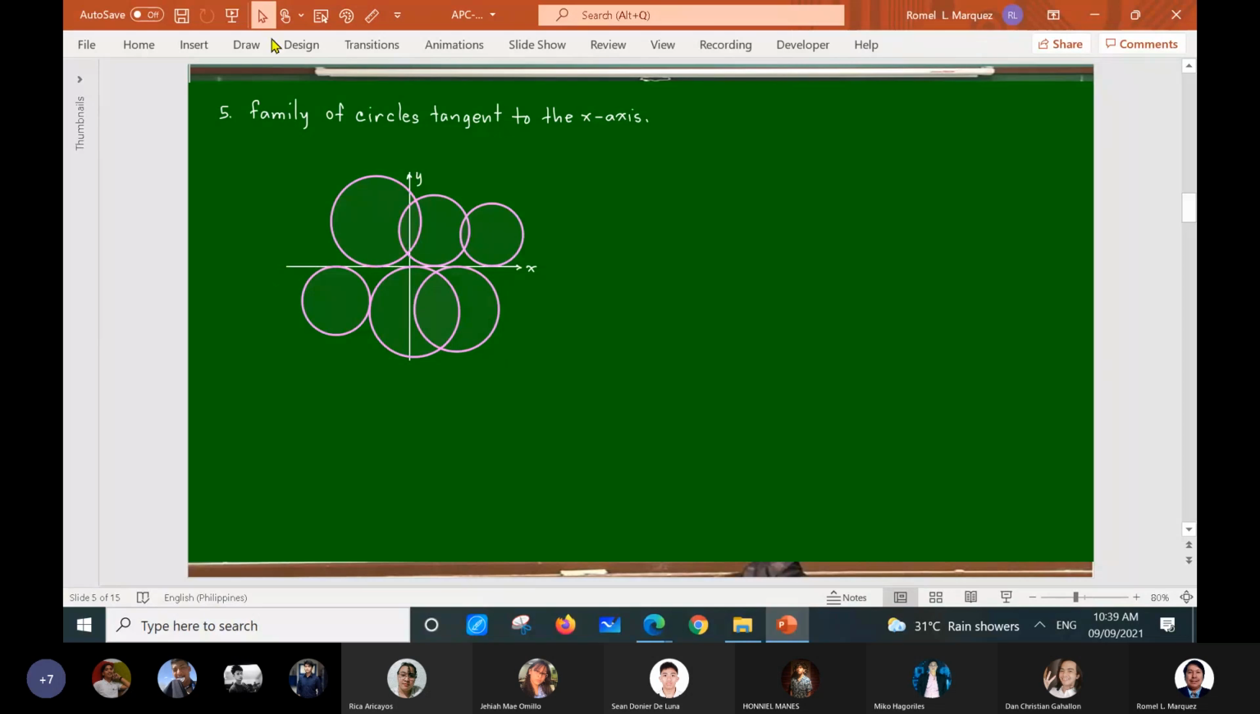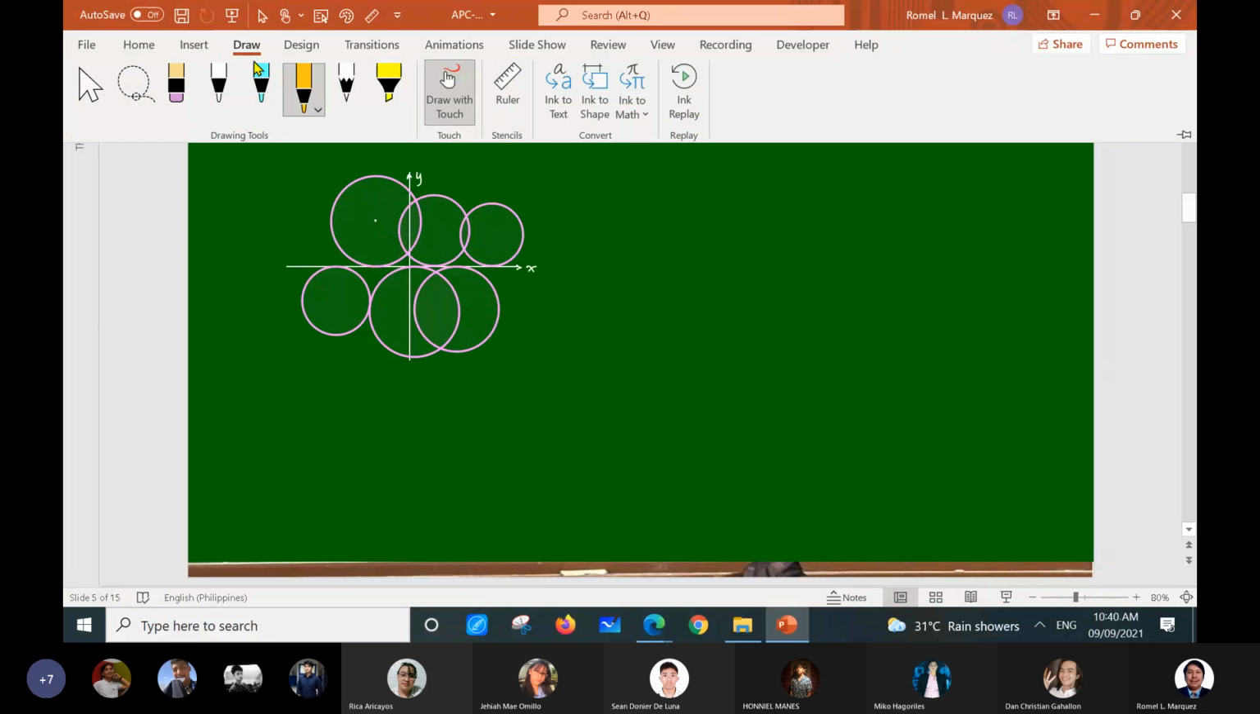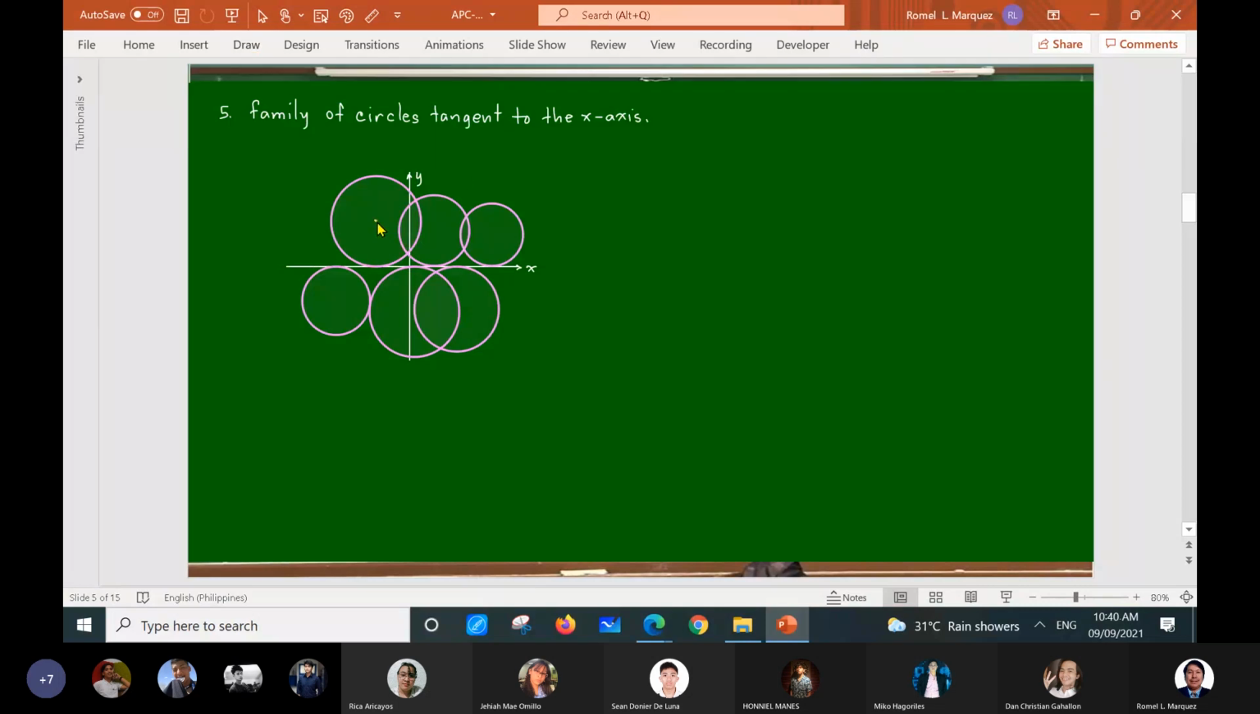Now, what do you notice, guys? What can you say about the center of each circle? How do you relate it with the others? So what do we mean by tangent to the x-axis? What can you say about that center? Remember, this is what? Height, no? And it so happens that this height, which is the k, is also what? The radius, right?